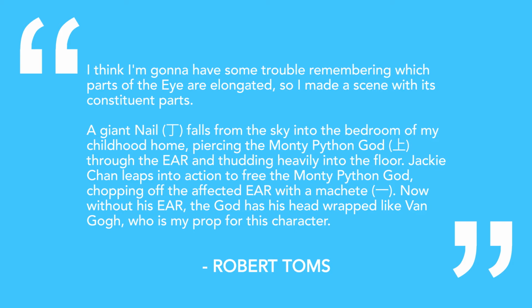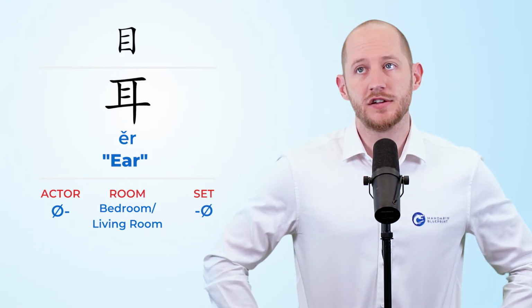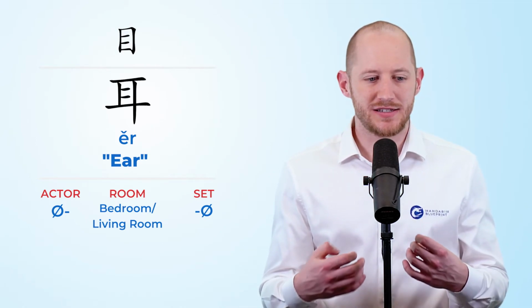Jackie Chan leaps into action to free the Monty Python god, chopping off the affected ear with a machete. Now, without his ear, the god has his head wrapped like Van Gogh, who is my prop for this character. Nice. And of course, Van Gogh is a good ultimate prop to pick for this character. As a reminder, this is one of the few times in the Hanzi movie method that we have the special case of Jackie Chan in your childhood home, because R is a special pronunciation. It doesn't fall into the rules of pinyin initial plus pinyin final plus tone. It doesn't really have an initial or final. It's kind of its own thing.